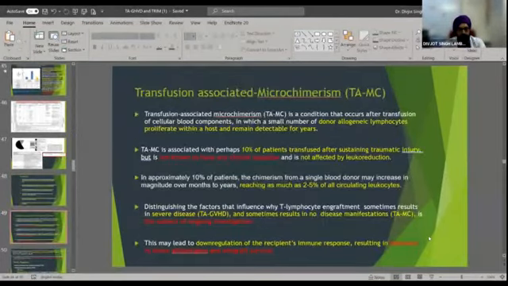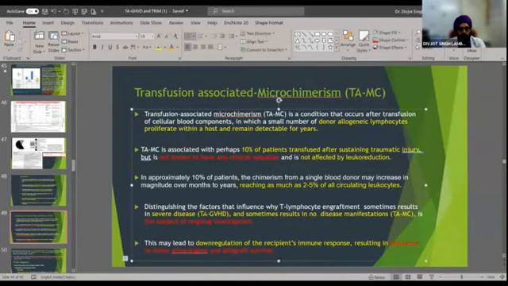So a word about transfusion-associated microchimerism. It is a condition that occurs after transfusion of cellular blood components in which donor allogeneic lymphocytes proliferate within the host and remain detectable for years, and they do not have any clinical sequelae. As much as 2 to 5% of the circulating leukocytes were chimeric, and the distinguishing factors that influence T lymphocyte engraftment, resulting in GvHD or sometimes not resulting in any disease, are the subject of ongoing investigation.